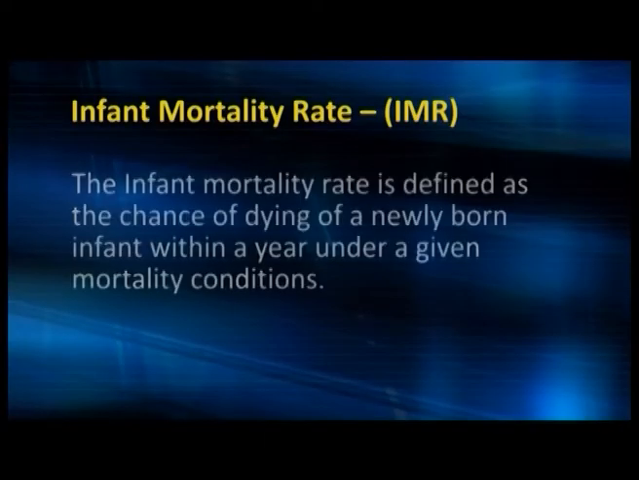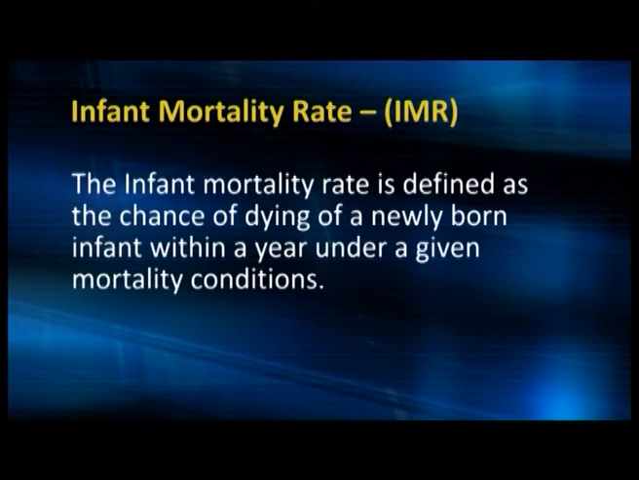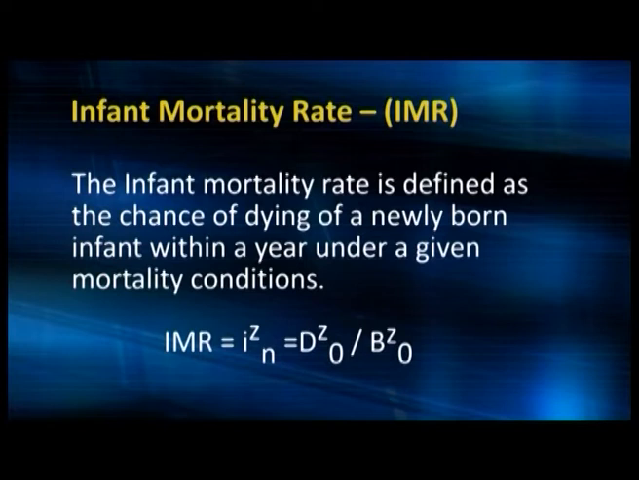Let us discuss the infant mortality rate. The infant mortality rate is defined as the chance of dying of a newly born infant within a year under given mortality conditions. The infant mortality rate during the calendar year Z is calculated by considering the number of deaths among the children between the age group 0 to 1 divided by the total number of live births denoted in the same region within the same calendar year, where I of Z of n equals the infant mortality rate during the calendar year Z.